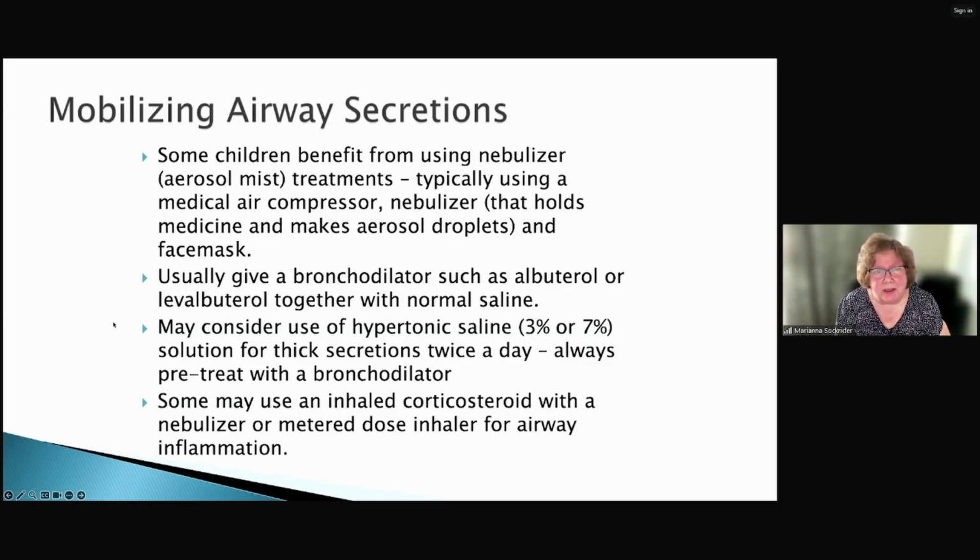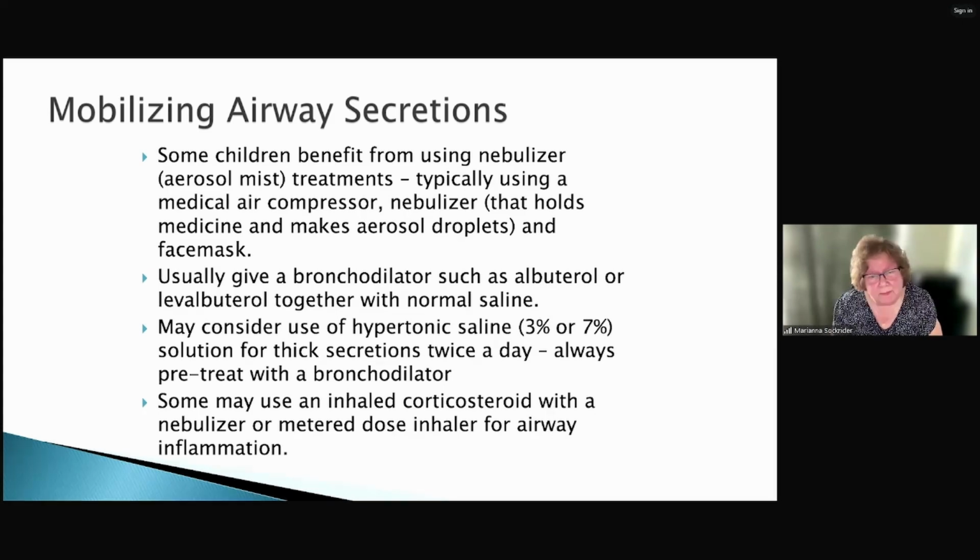So clearly we need to help these children keep mucus from building up in the lungs or blocking the airways, causing atelectasis. So there are different ways that we use to help mobilize airway secretions. Some children benefit from using a nebulizer, like an aerosol mist that helps thin mucus. And this uses a medical air compressor and a mask with a nebulizer that holds the medicine.